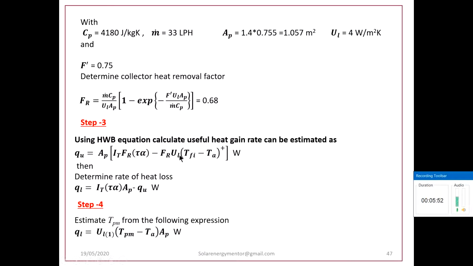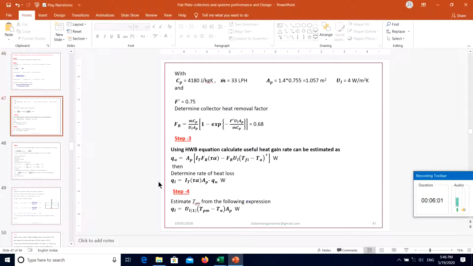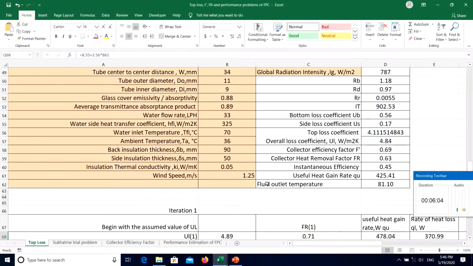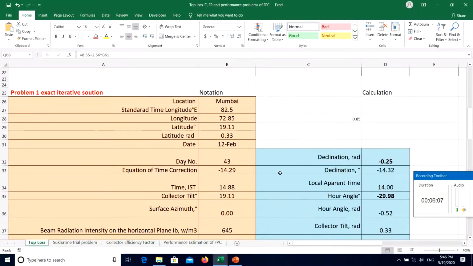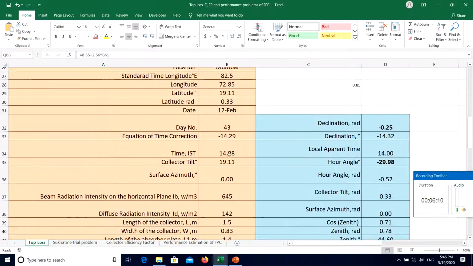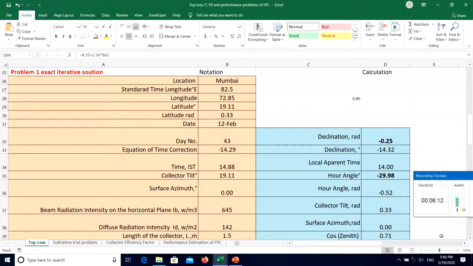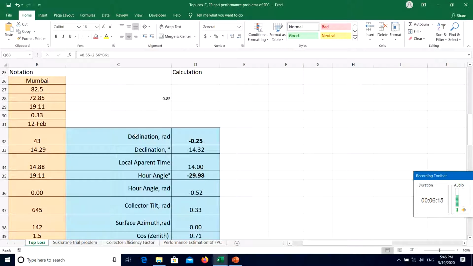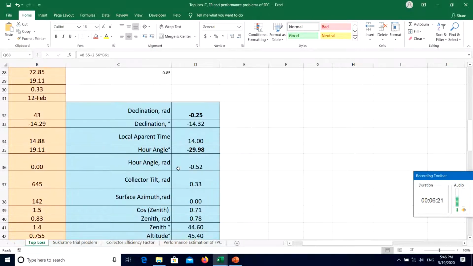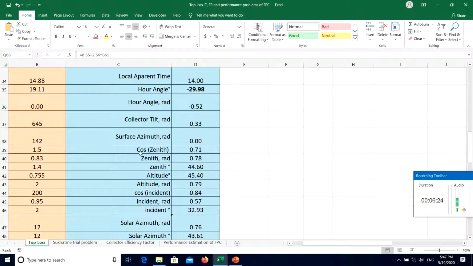Okay, so in this, all these parameters are known to us. Say P, IT, FR, IT, we can calculate. How we can calculate IT? We'll see here. With this data given, the calculations are on this side. Declination comes out, declination angle is 14.32. Local apparent time we can find out, hour angle, collector tilt, surface azimuth. So cos theta z is 0.71. So we can calculate all this using here. Here these are the formulas which are used in calculating this.